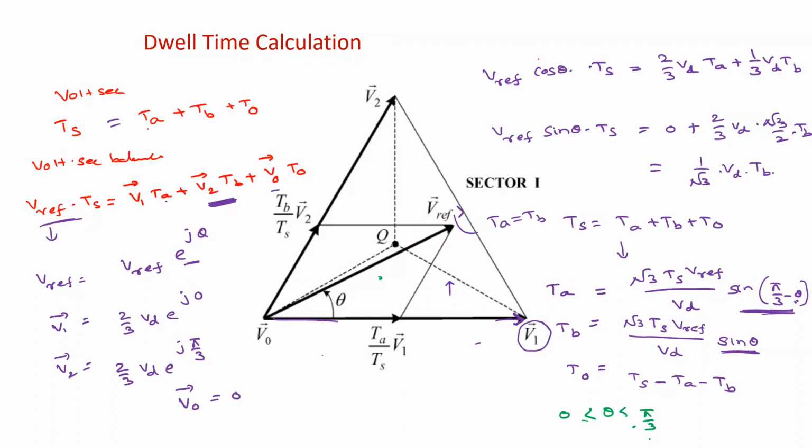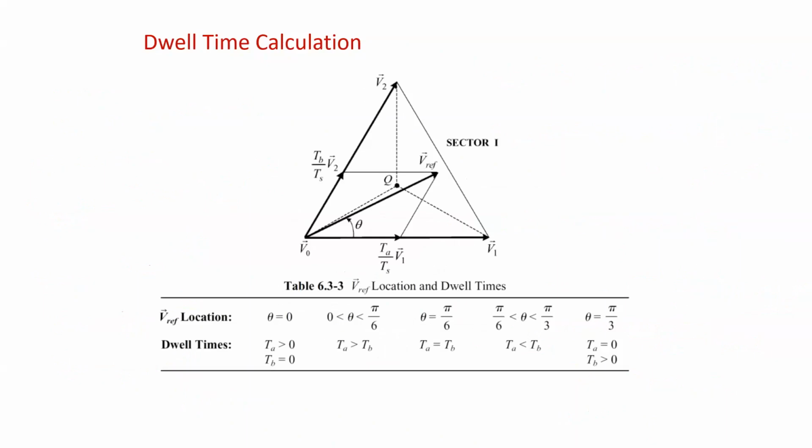If it is exactly at this center, we can safely assume that TA equal to TB, which is equal to TC, so T0, TA, TB, all these three values are 0 for that particular case. So this is about the dwell times and calculations. The same thing is summarized here.